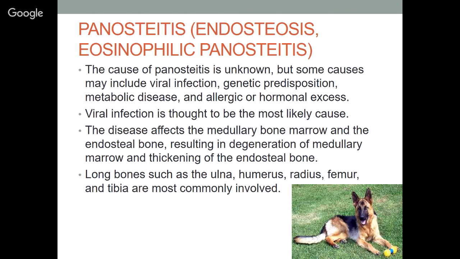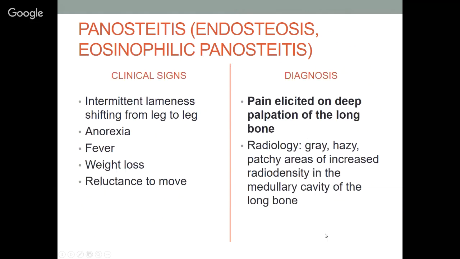Viral infection is thought to be the most likely cause, but we don't know what the virus is or how it attacks them. The disease affects the medullary bone marrow and the endosteal bone, resulting in degeneration of the medullary marrow and the thickening of the endosteal bone. Long bones such as the ulna, humerus, radius, femur and tibia are commonly involved.